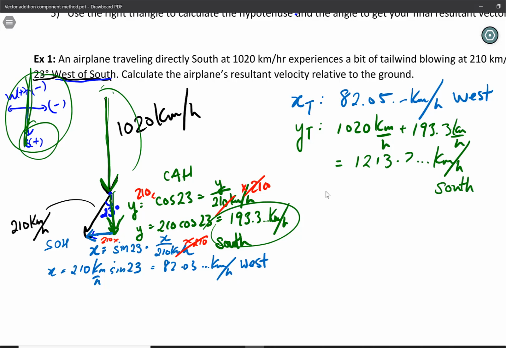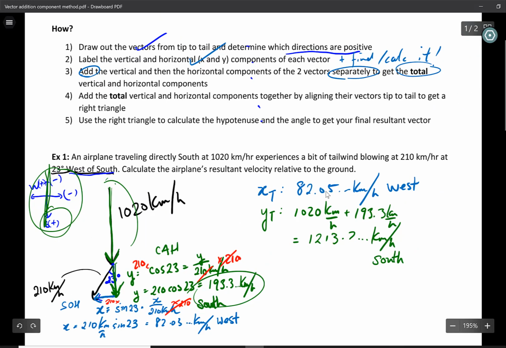Okay, so now we have the totals. We're done this step. Now, we need to add the total vectors components together by aligning their vectors tip to tail to get a right triangle. So this is exactly like the previous video where you put two vectors together, you add them together to get your resultant vector.